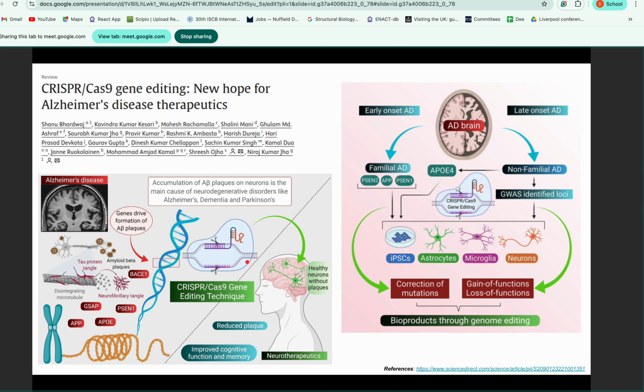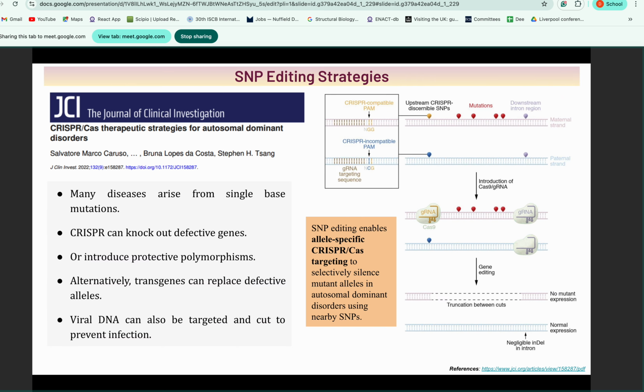And in this, they have mentioned how, with the help of CRISPR-Cas9 editing, they have reduced the plaques and improved the cognitive function and memory. This comes under neurotherapeutics. So, healthy neurons without plaques with the help of CRISPR-Cas9. If you are interested in how they have done this, you can read this review, in which they have clearly mentioned how different studies have been performed and how Alzheimer's disease has been treated with the help of CRISPR-Cas9.